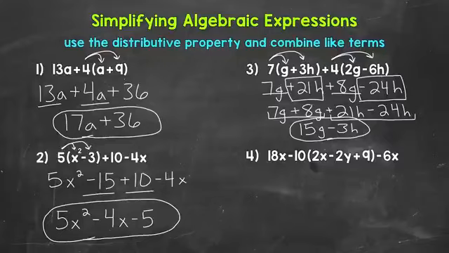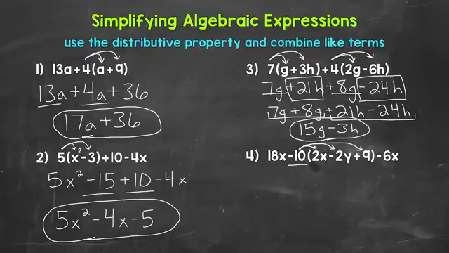Lastly, let's move on to number 4, where we have 18x minus 10, and then in parentheses, 2x minus 2y plus 9, and then in parentheses, minus 6x. Let's start by using the distributive property to remove the parentheses. We're going to distribute negative 10. We take the sign that's in front, so this is negative 10. We need to distribute to the 2x, to the negative 2y, and to the 9.